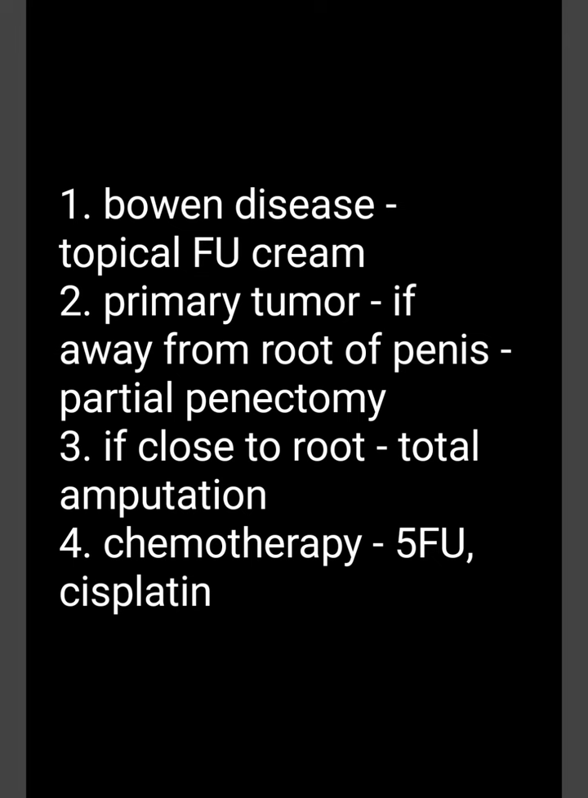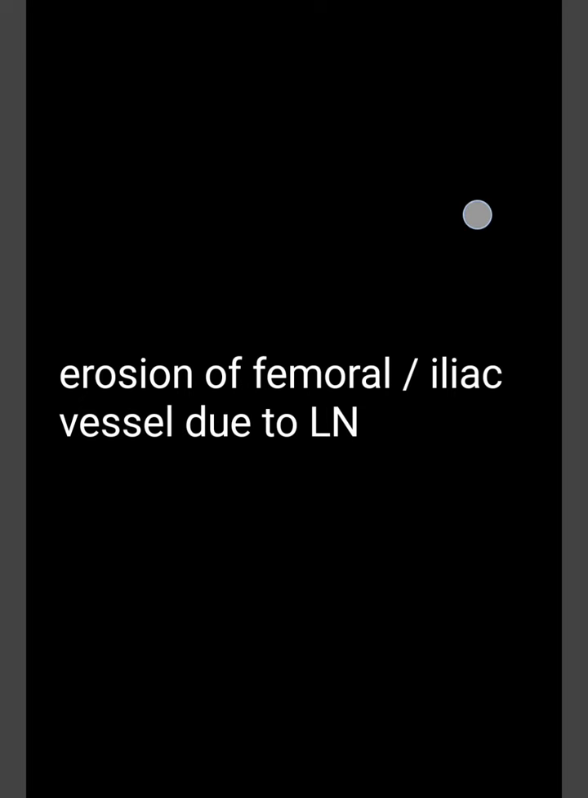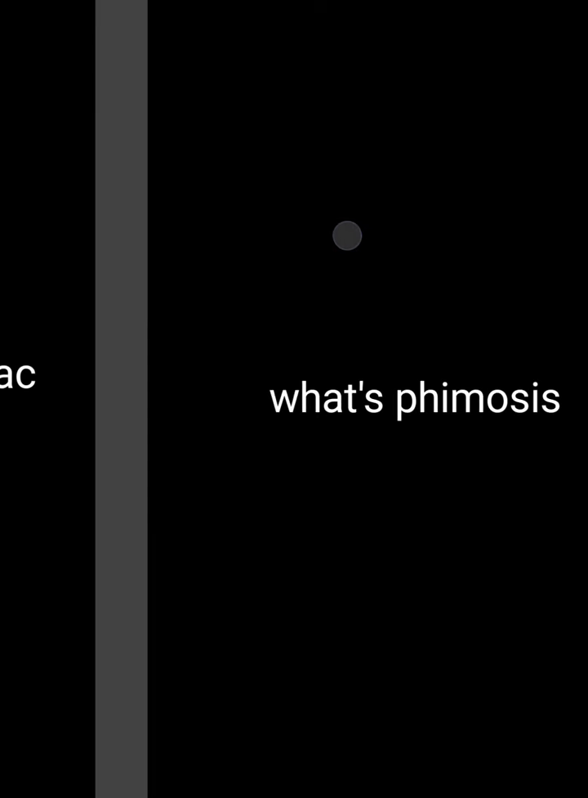Management of penile cancer. 1. Bowen disease, topical 5-FU cream. 2. Primary tumor, if away from root of penis, partial penectomy. 3. If close to root, total amputation. 4. Chemotherapy: 5-FU, cisplatin. Most common cause of death in penile cancer: erosion of femoral or iliac vessel due to lymph nodes.